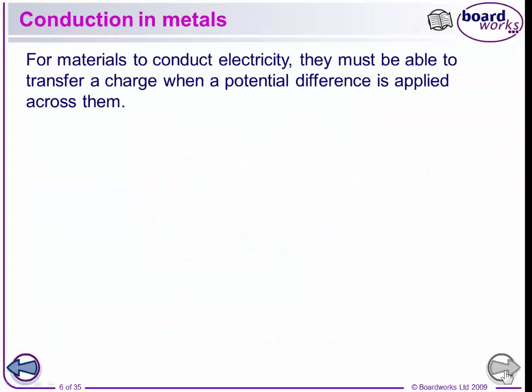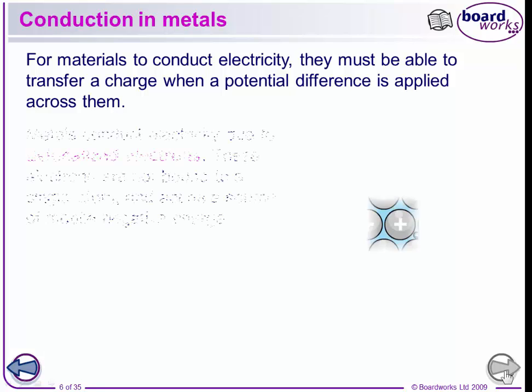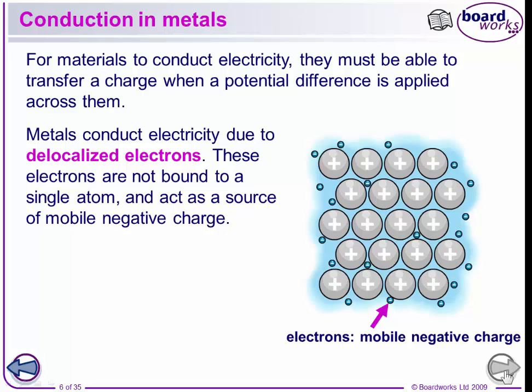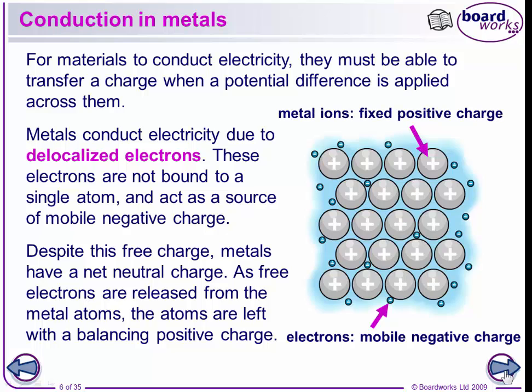Now, for materials to conduct electricity, they must be able to transfer a charge when a potential difference is applied across them. Metals conduct electricity due to delocalized electrons. These electrons are not bound to a single atom, but act as a source of mobile negative charge. Despite the free charge, metals have a net neutral charge. As free electrons are released from the metal atoms, the atoms are left with a balancing positive charge.